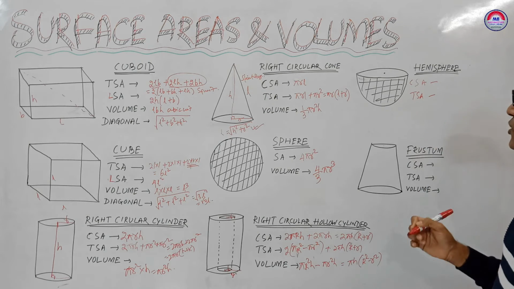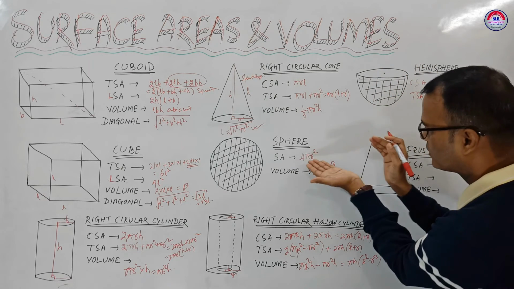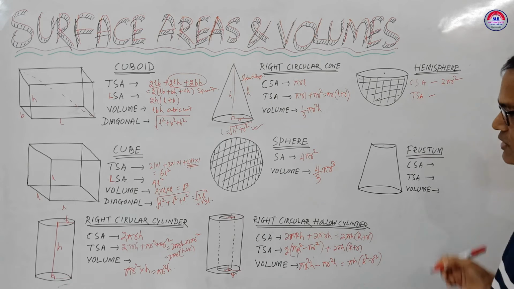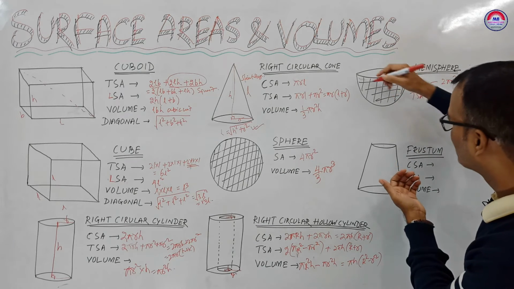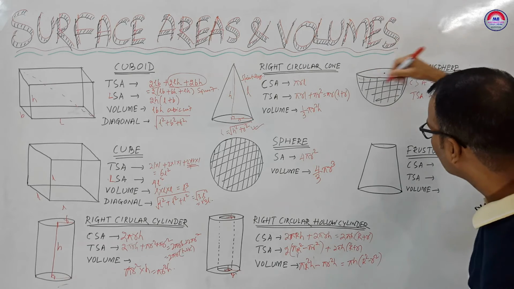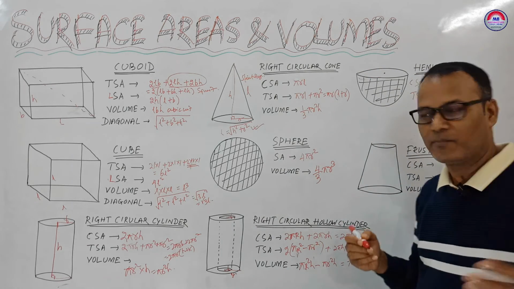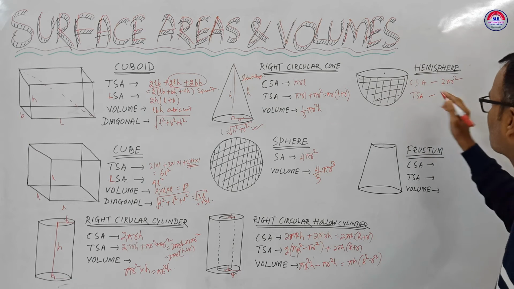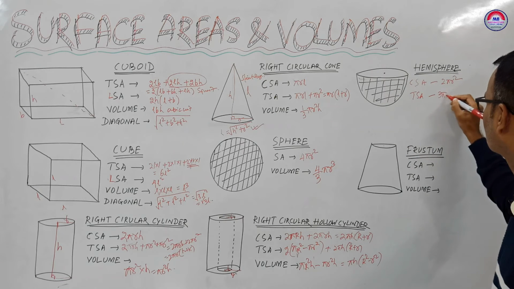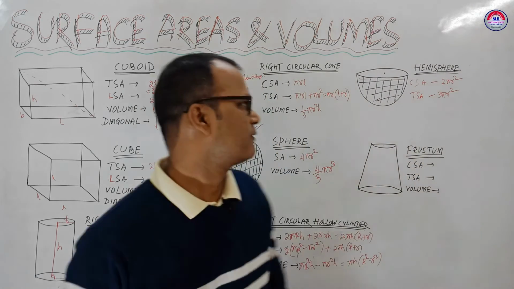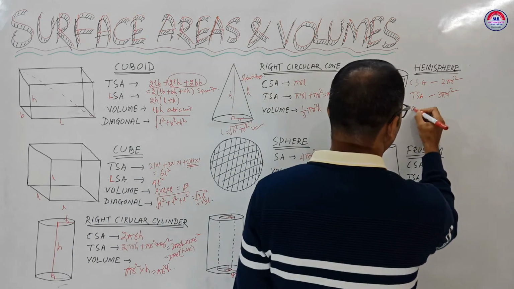Okay. Hemisphere curved surface area. Curved surface of the sphere is 4 pi r square, so half of it gives curved surface area 2 pi r square. But for the hemisphere, the top is the shape of a circle, which is pi r square. So 2 pi r square plus pi r square. You can write total surface area of the hemisphere is 3 pi r square. Clear?